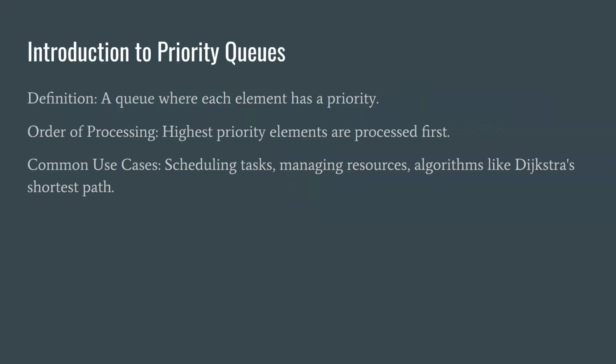So unlike a regular queue where elements are processed in a first in, first out manner, a priority queue processes elements based on their priority. So the highest priority elements are processed first, and priority queues are commonly used in scenarios like task scheduling, resource management, and algorithms such as Dijkstra's shortest path algorithm.